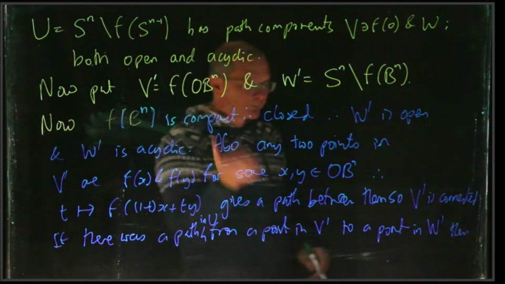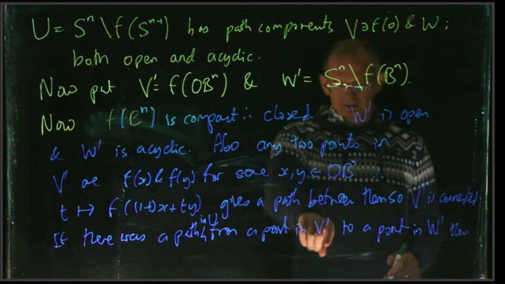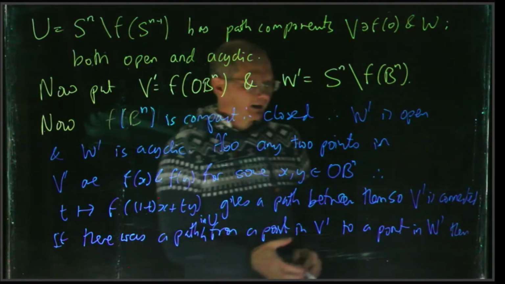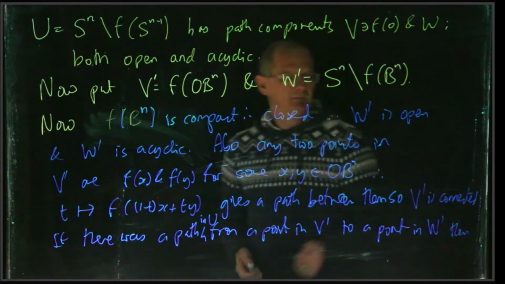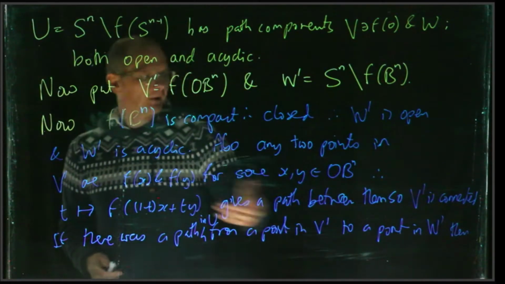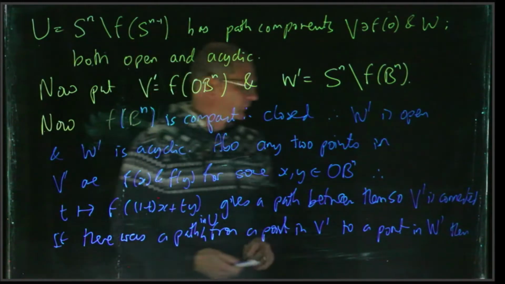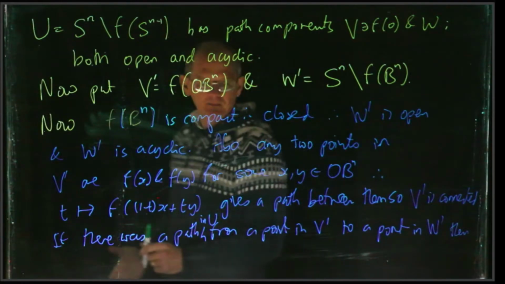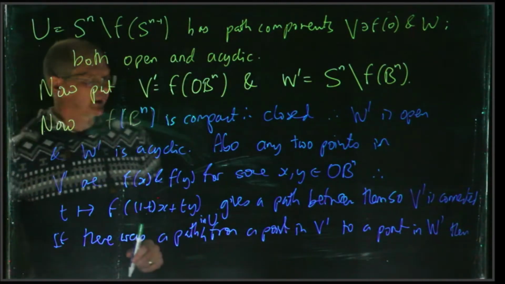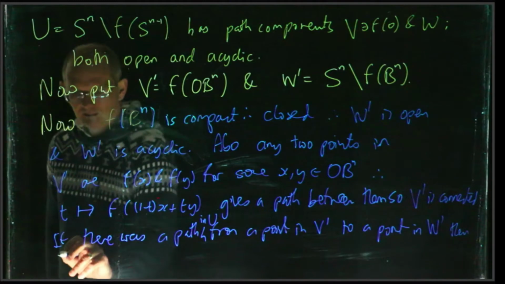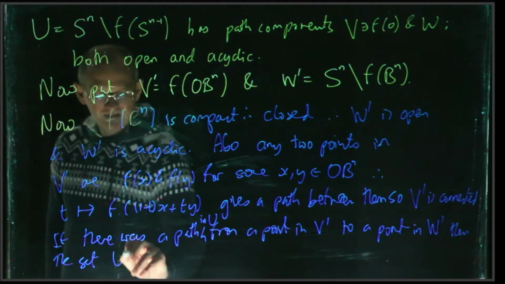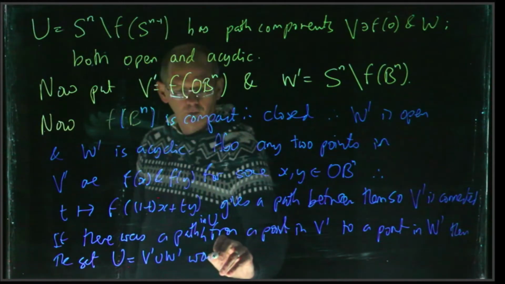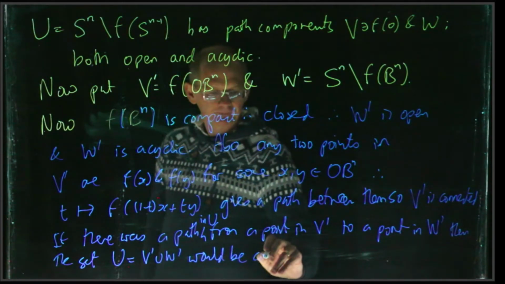You've got any two points in V prime can be connected by a path in V prime because V prime is connected. Any two points in W prime can be connected by a path within W prime, because W prime is acyclic, therefore connected. And so if it's possible to cross over from any point in V prime to any point in W prime, then you can get between any two points whatsoever. Set U, which is V prime union W prime, that would be connected.